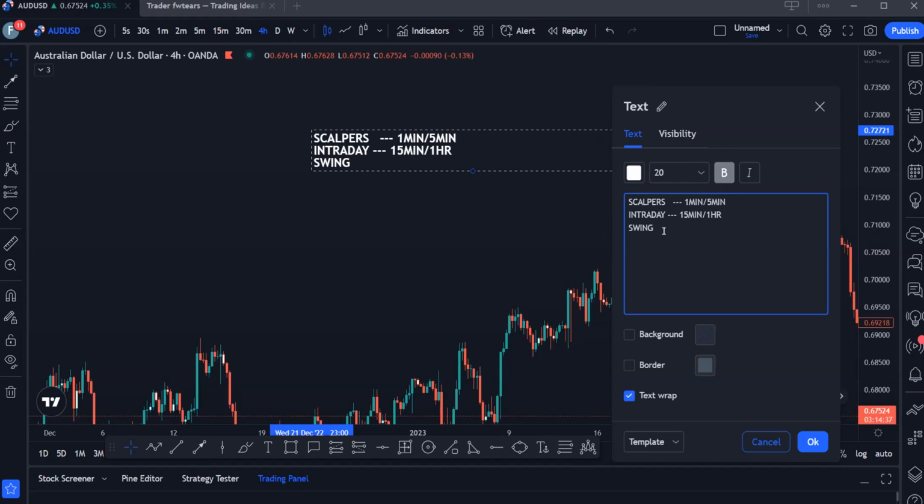A swing trader is a trader that likes to hold trades for a longer period of time. So an average swing trader is holding trades for days or even two or three weeks. So an average swing trader takes entry on the 4-hour time frame. Okay, so this is talking about entry time frame.